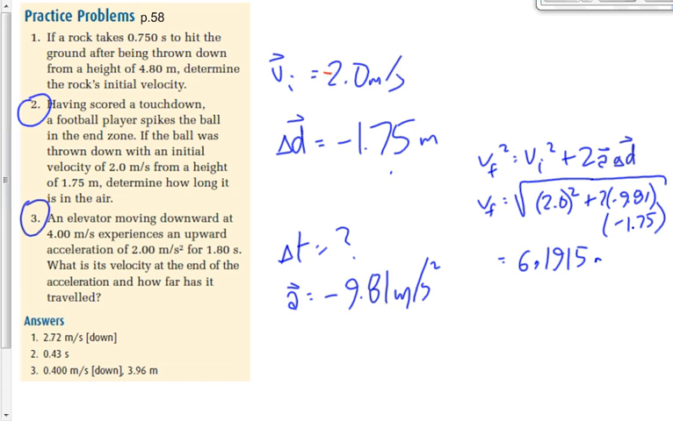6.1915 meters per second. So that's the final speed. We can say the final velocity is -6.1915 meters per second. Good. It's not what we're looking for. I don't care. Even if this doesn't help me, I haven't done anything wrong here. I've solved for something that's correct. It's just not what I'm looking for. Odds are, though, it is going to help me, right? Because I've got one more piece of information than I had before.